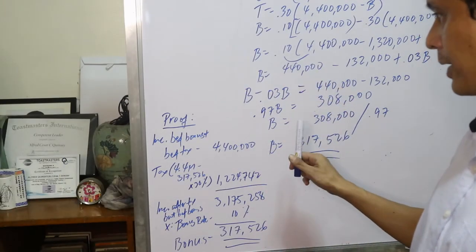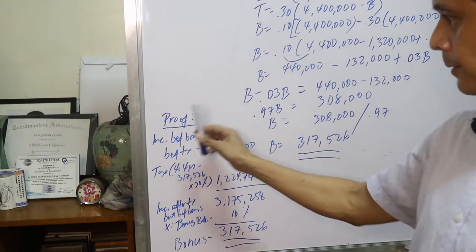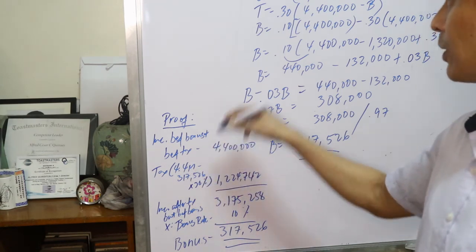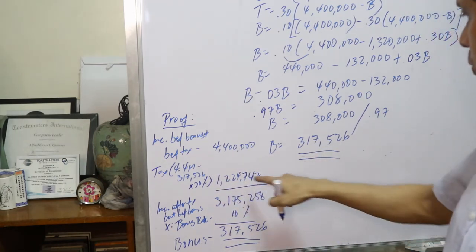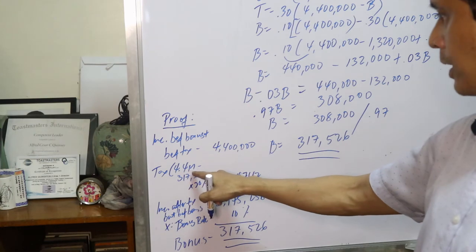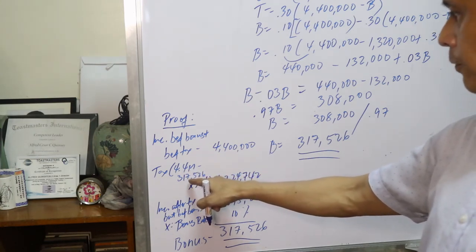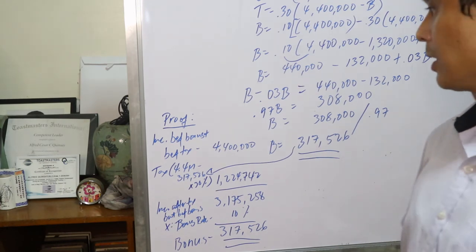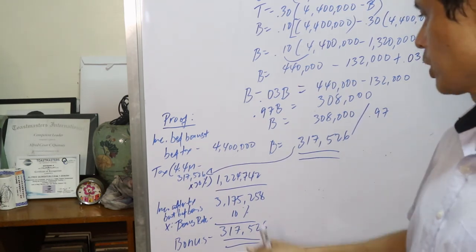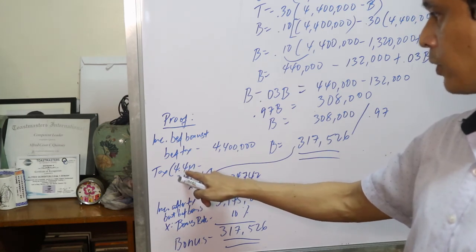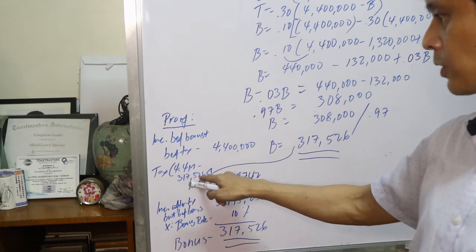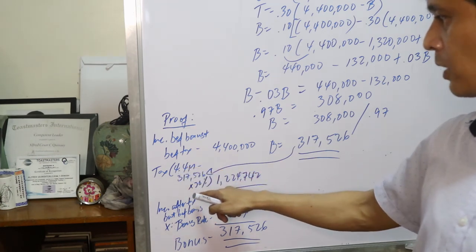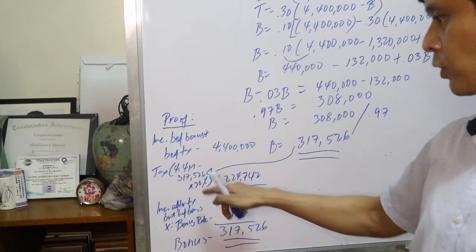There. So if you want to get the proof of this, kung tama yung ginawa natin kanina, so just kunin natin yung income before bonus and before tax, that's 4,400,000. Tapos less tax because it says after tax. So nakuha natin yun, which is 4,400,000 less yung bonus mo na 317,526. Like I said, hindi natin pwedeng computein yung tax kung hindi muna natin babawas yung bonus.